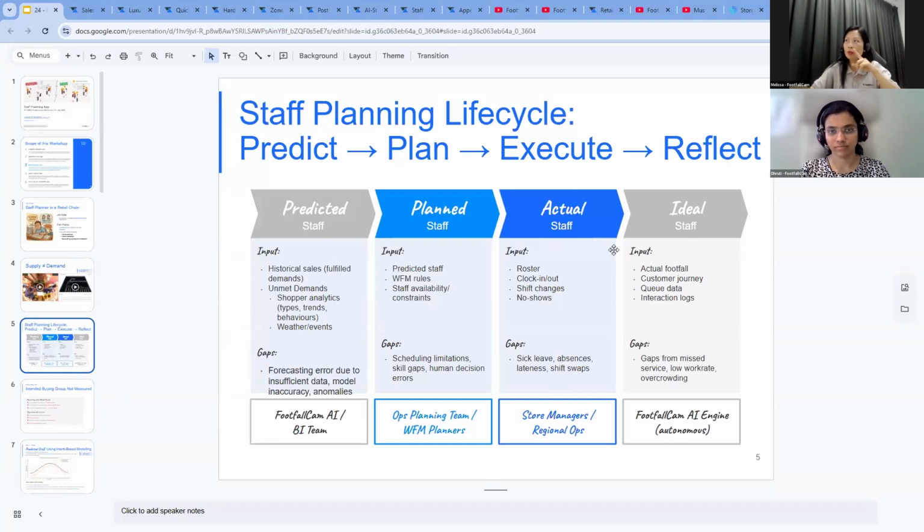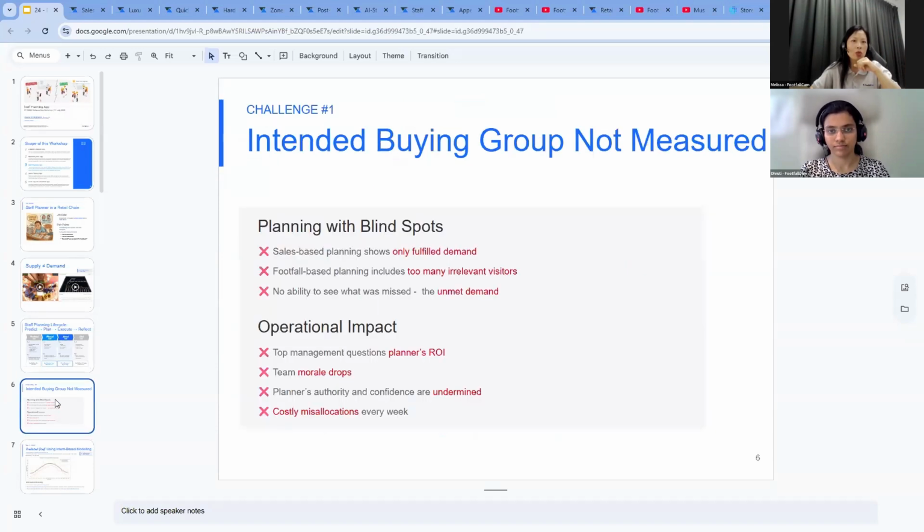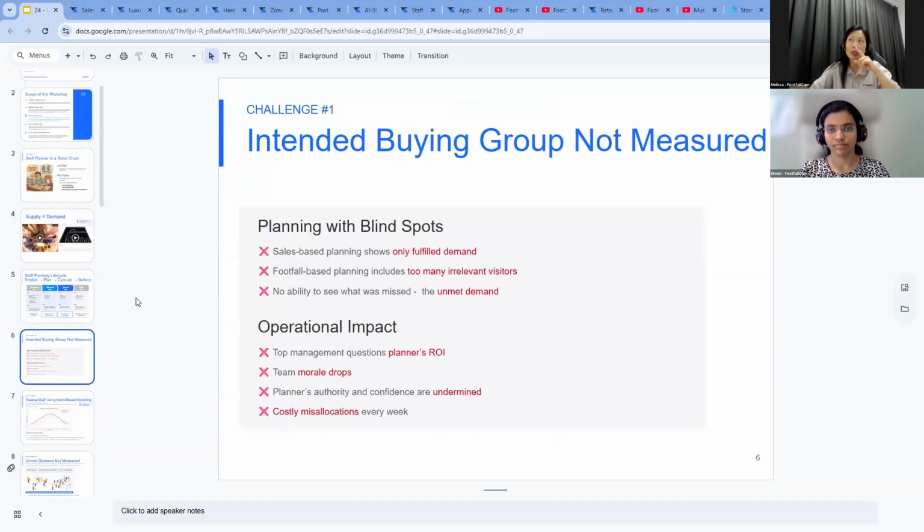Now, let's talk a little bit deeper on these two stages here. On the prediction, here's the challenge. At the prediction stage, the number of staff you think you will need is only as good as the input you base it on. And for most businesses today, that input is either footfall or sales. And why is that not good enough? Because footfall is just the number of people coming to your store.